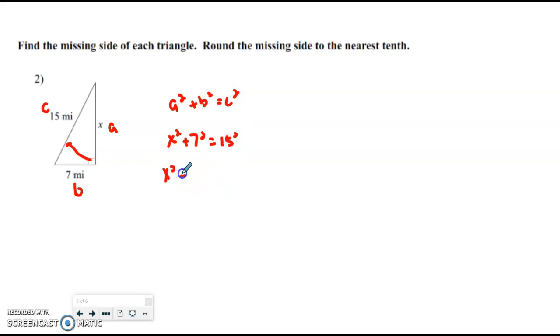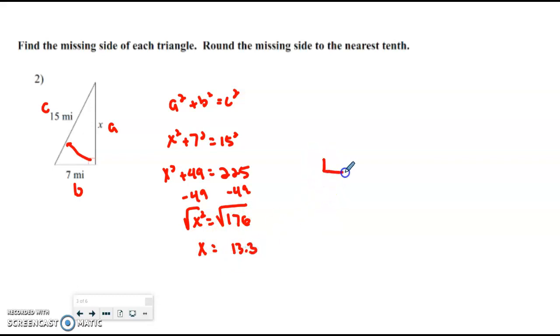So I do have x squared plus 49, and that's going to equal 15 squared, which is 225. Now if I get x by itself, I'm going to have to subtract 49. This is just a simple quadratic in which I get x squared to equal 176. I'm just subtracting these two values. And then I'm just taking the square root of 176. If I take the square root of 176, it turns out to be 13.3.